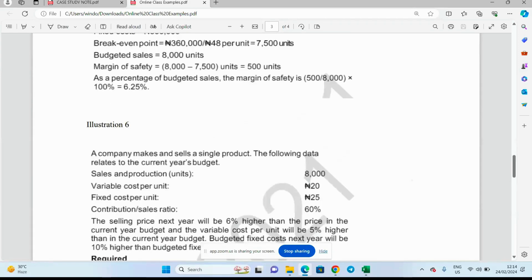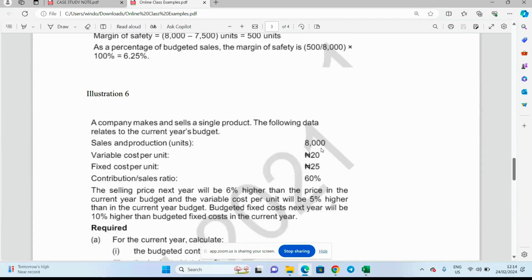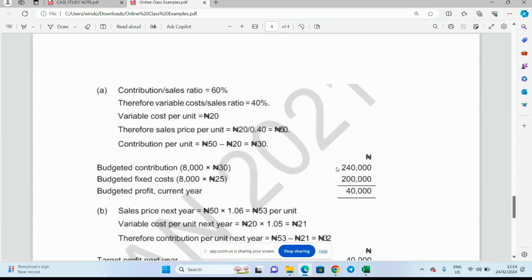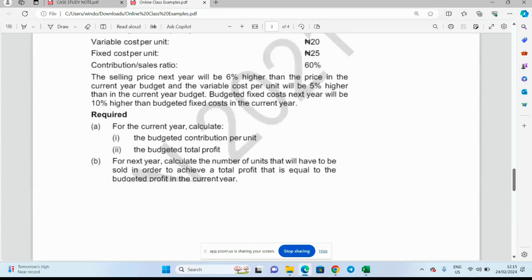Budgeted fixed cost. This is the fixed cost per unit, so it will be 8,000 units times 25 naira. Budgeted fixed cost will be 8,000 times 25, that's 200,000. So 240,000 minus 200,000 will give us how much? 40,000. That's contribution less fixed cost giving us profit. Is it clear? Yes, sir. It's clear. Great. Now let's go to the next one.